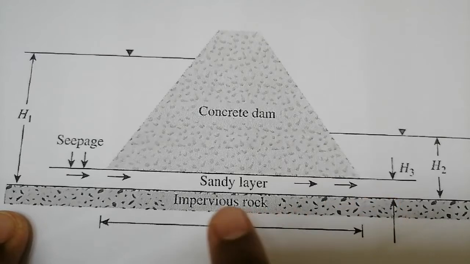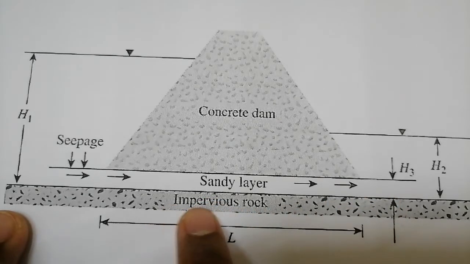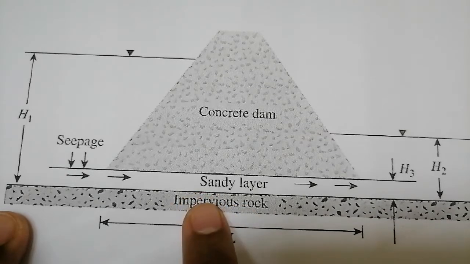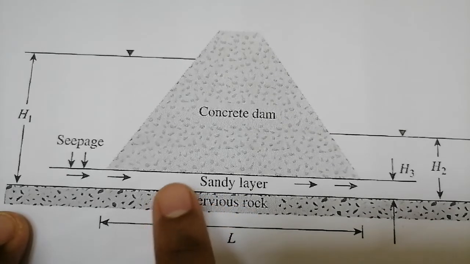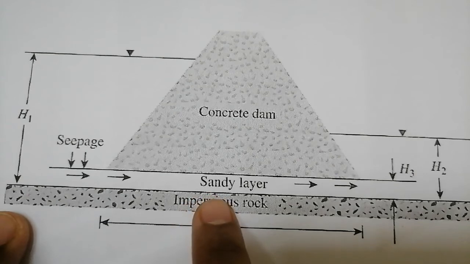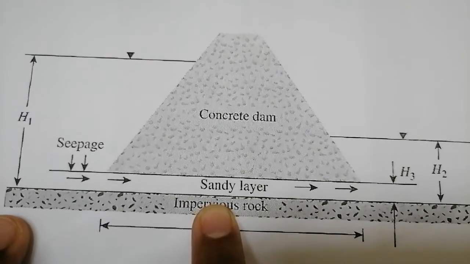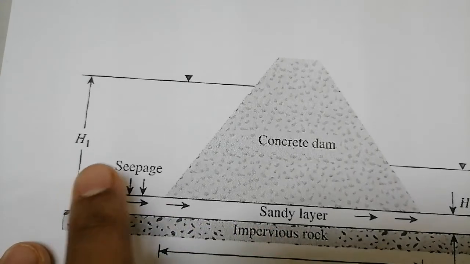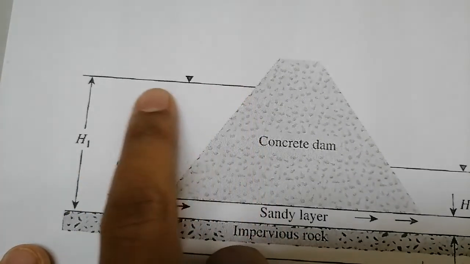Alright, and down here we have impervious rock. What is impervious rock? It means a layer of rock that is impermeable, tidak telap air. So which means water cannot flow through this layer. Okay, and also given in the question, you see here, this is the water level.